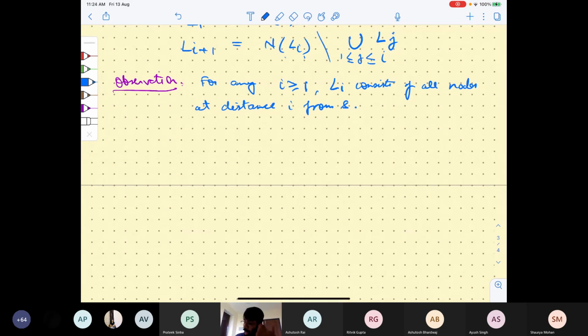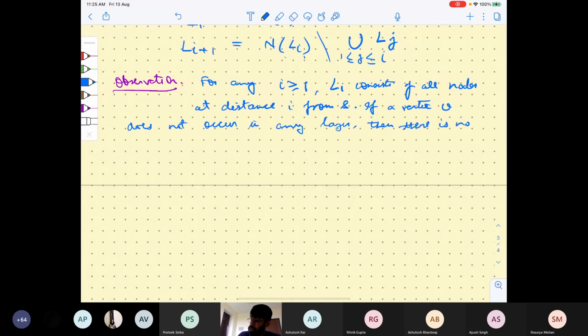Okay. And if a vertex V does not occur in any layer, then there is no path from S to V or V to S, whatever, since we are dealing with undirected graphs right now. Unless we specify that the graph is directed, the graph is going to be undirected.